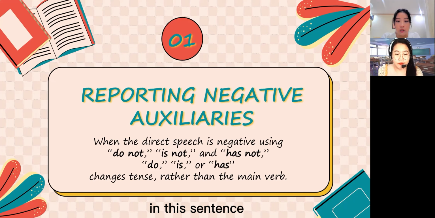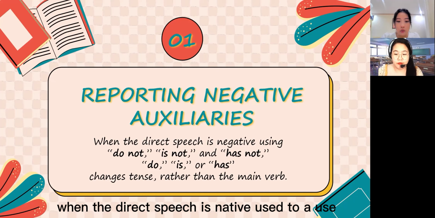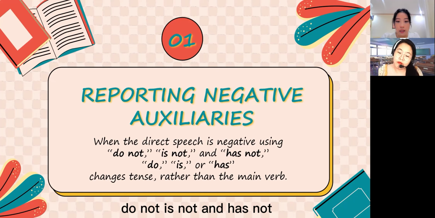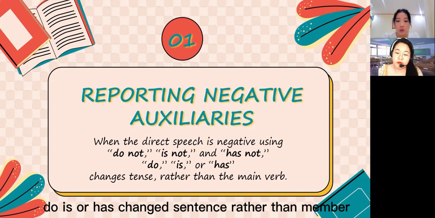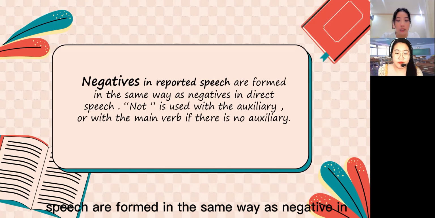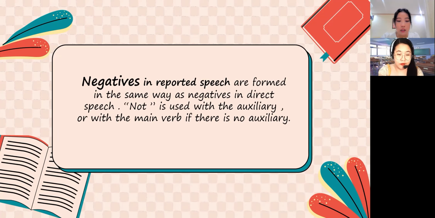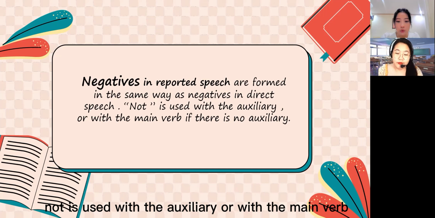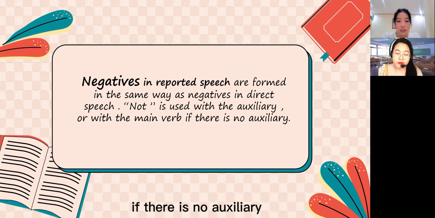In this sentence, you can use auxiliary verbs. When the direct speech is negative, use do not, is not, and has not. Do, is, or has changes in the sentence rather than the main verb. Negatives in reported speech are formed in the same way as negatives in direct speech. Not is used with the auxiliary, or with the main verb if there is no auxiliary.